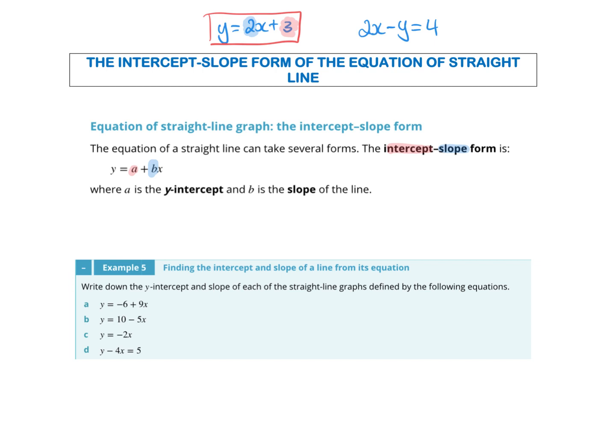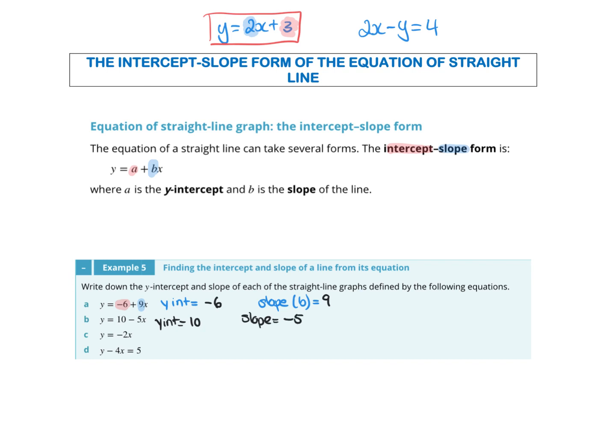So if we go down and look, it says, write down the y-intercept and slope of each of these straight lines. So we can just write y-intercept equals, and that is the value that's by itself. So there it would be negative 6. And if we're asked for the slope, remember the slope is the number next to the x, the b value. So that one equals 9. Then the next one, the y-intercept is 10, and the slope equals negative 5.